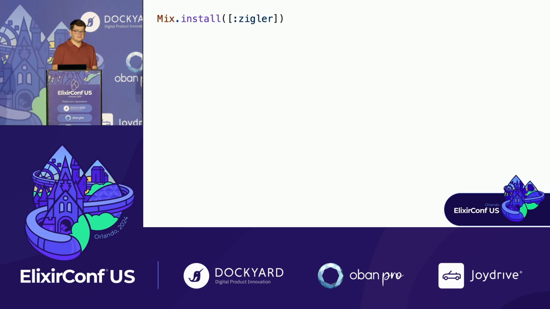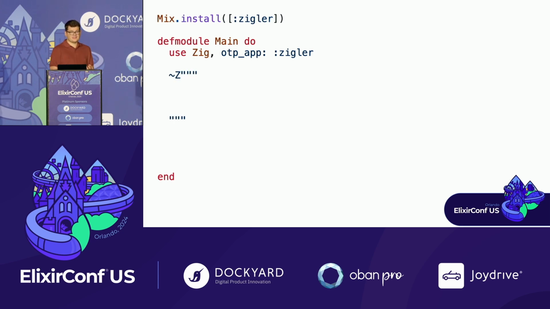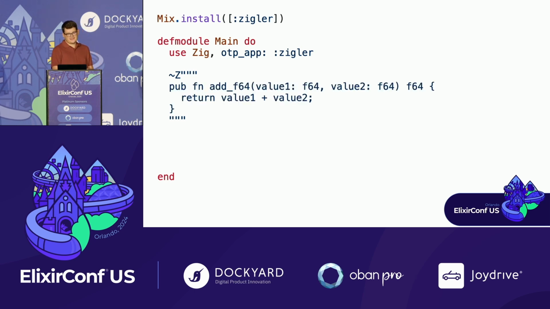Next up, Ziegler. So there is a very interesting systems programming language called Zig, and Ziegler makes it really easy to use Zig from Elixir. So Mix.install Ziegler, define a module, use, not a language feature, just a macro. We use Zig. It uses a Z sigil. I like that a lot. I like my sigils. And here we can just write Zig code.